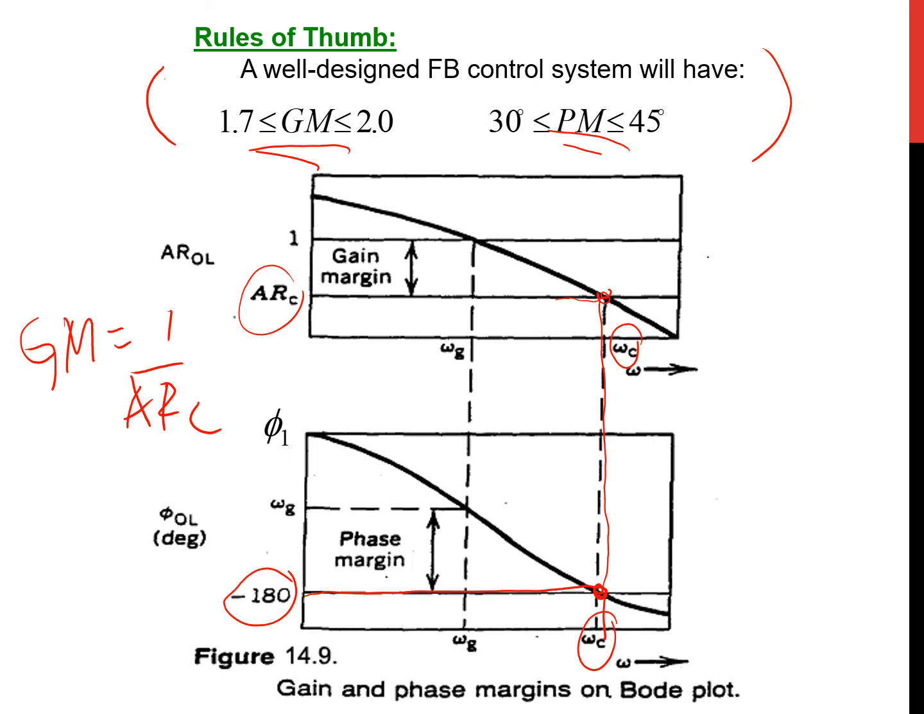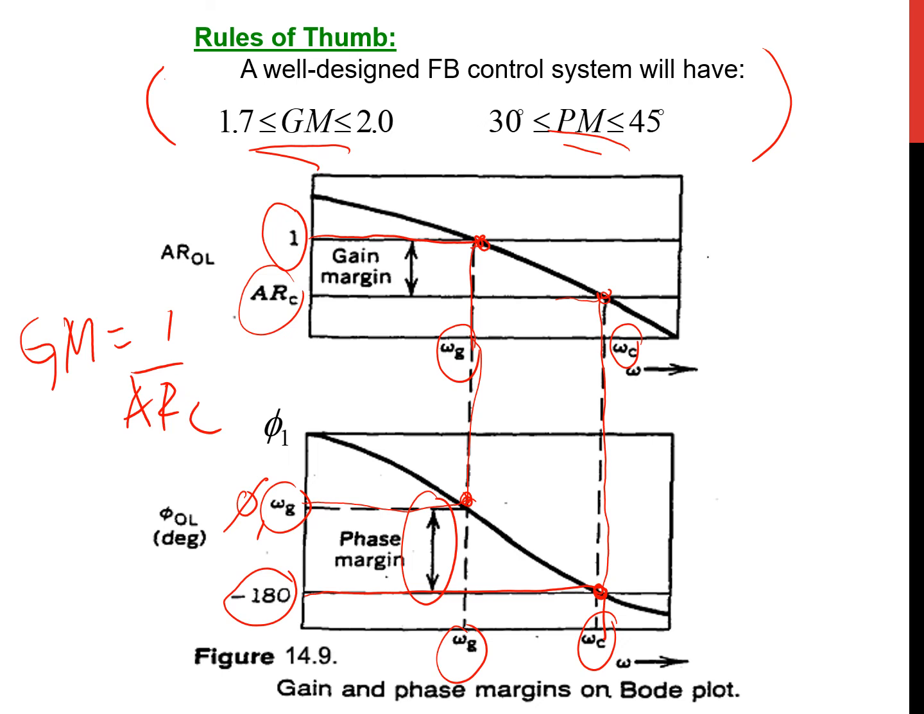For the phase angle, it starts at AR equal to 1. Draw the line until it reaches here, and then you have the WG, the gain crossover frequency. Based on the WG, go downwards until it reaches the phase angle line. On the left here you have the angle, Phi1. It's not WG here, it's the angle, Phi1. The WG is on the x-axis. This is what we call the phase margin, between negative 180 and this angle.